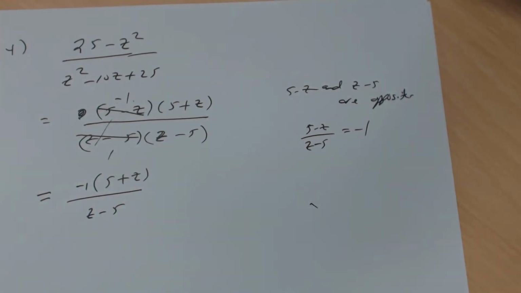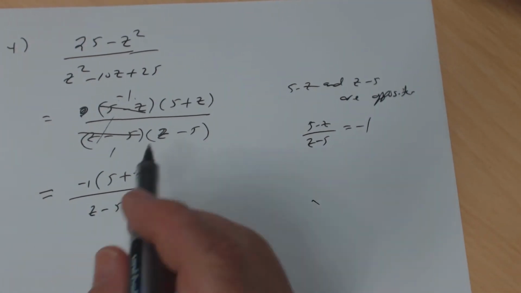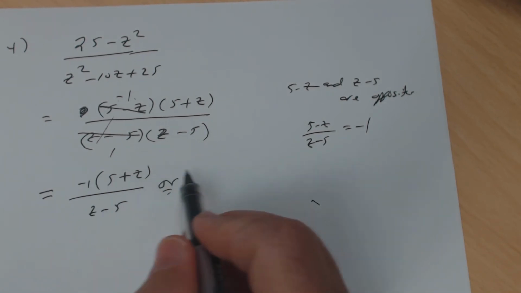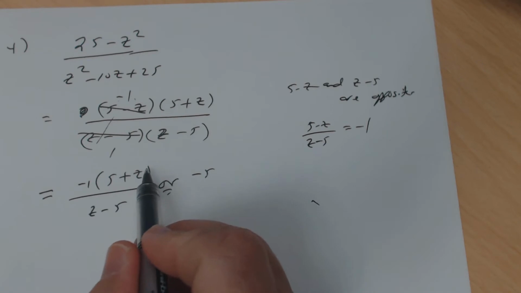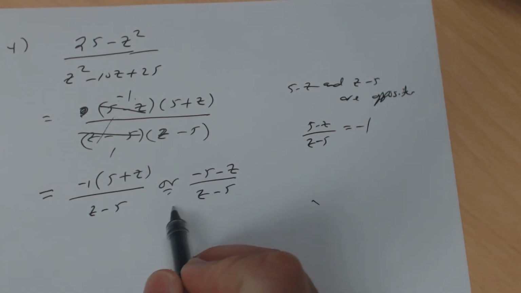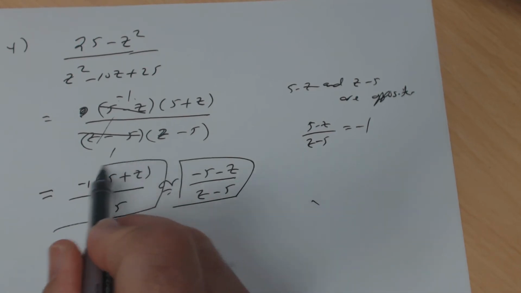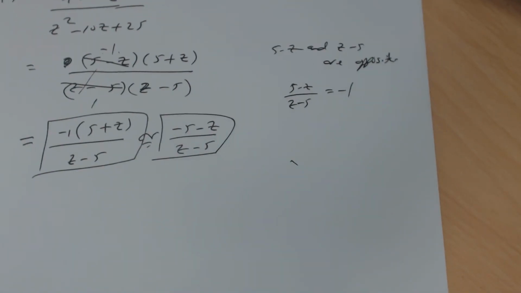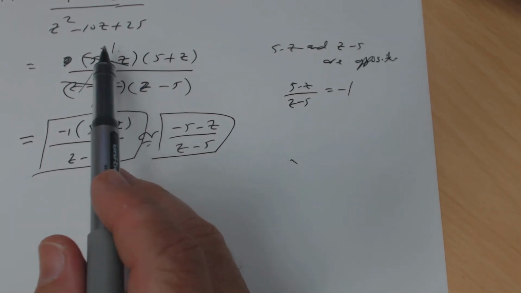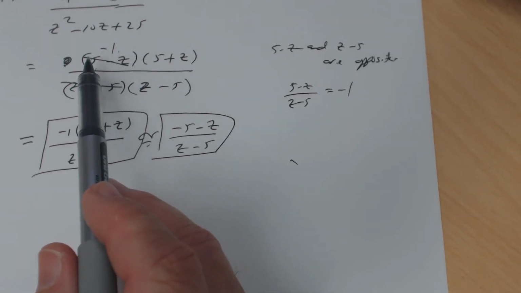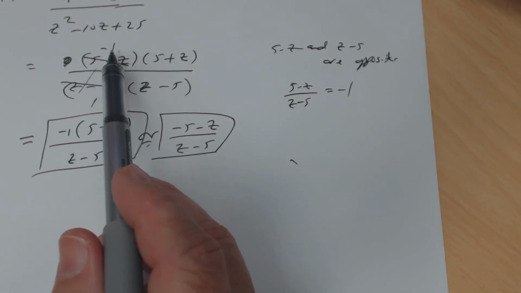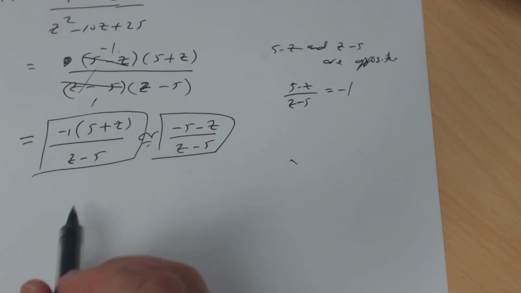So that's fine. You can leave your answer like this. There's nothing wrong with that. Or if you distribute, you can distribute this. -1 times 5 is -5. -1 times a positive z is a negative z over z minus 5. Either one of those is fine. Okay. Now you could have also done this as well. Okay, so listen to what else you could have done. So see how I put -1? I crossed the line through this, so I divided these out, and so this would be -1. This would be +1. You could have also done this.